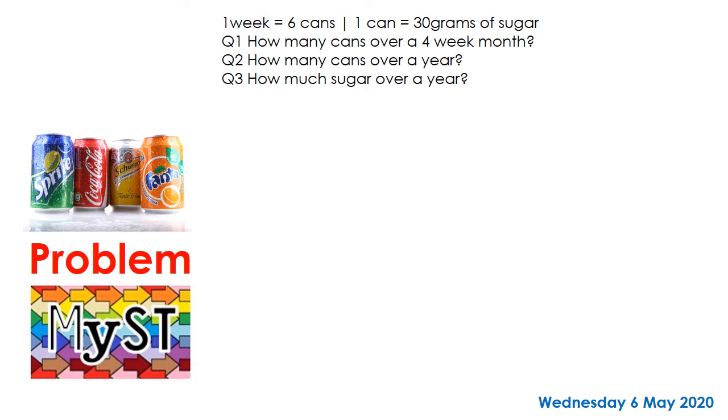Okay, so now we've got the information we've been provided. 1 week equals 6 cans, and 1 can has 30 grams of sugar. And there are our 3 questions.